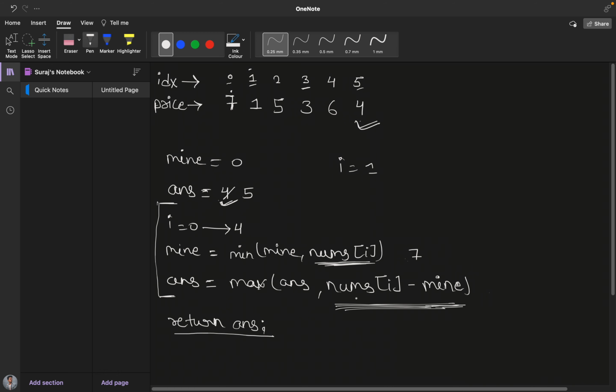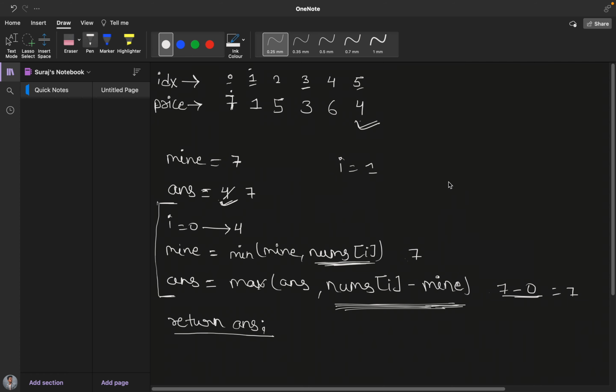Okay. Now I moved here. Nums of I is what? 7. 7 minus, what is the minimum I got? 0. Was there something before me with a value 0? No. What is 7 minus 0? 7. Now the answer will be updated to 7. But it's not true, right? The stock value was never 0. So I cannot simply take 0. I have to take something which is given to me, so I will simply take 7.